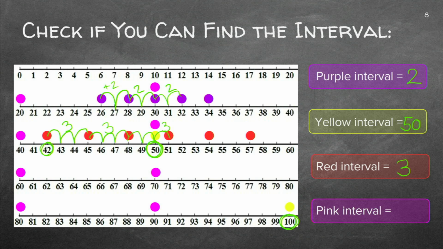Now the pink interval. It started at 20, and then it jumped to 30. Then it jumped to 40, and then 50. There's my pink. And then 60. Let's see how clever you are. What will that interval be without counting every single stripe between the interval? It will be 10.